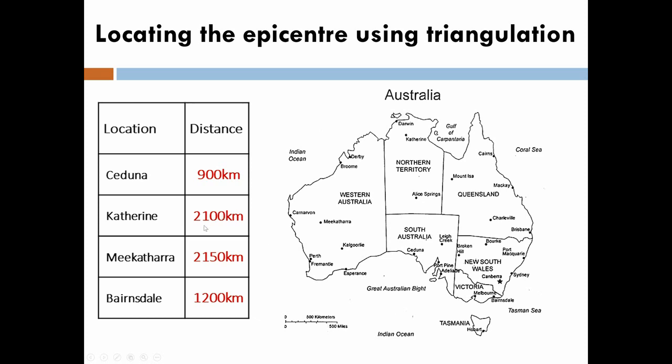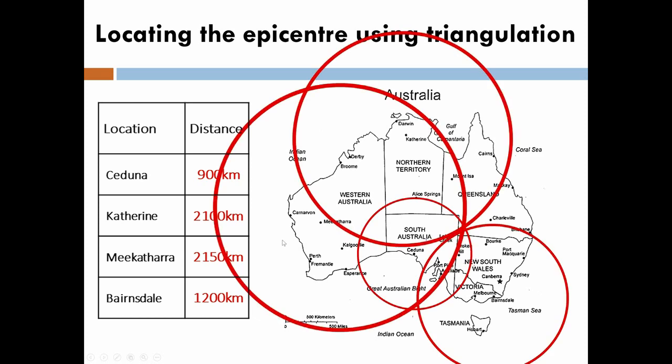Then we go to Catherine, 2,100. That's going to be really big. It's going to be 2.5 to 3 times as big. So we're going to have a massive circle here. Meekatharra as well, we're going to have a massive circle around Meekatharra, which is here. And Bairnsdale, not as big, but still pretty big. Okay, that's what it looks like.